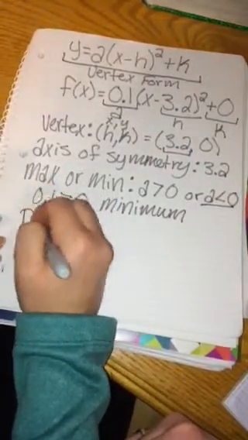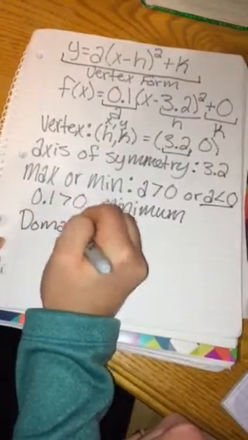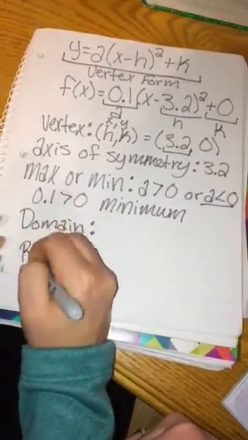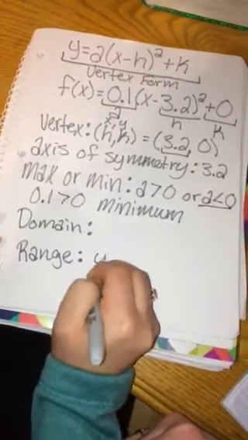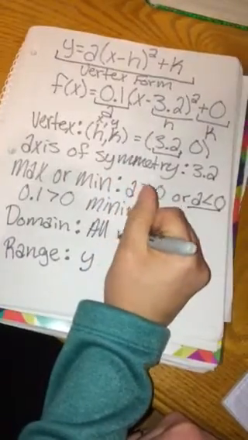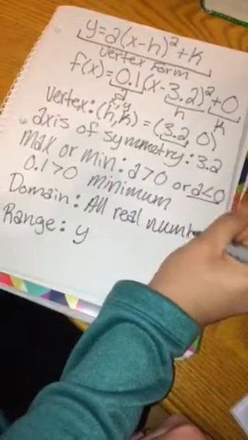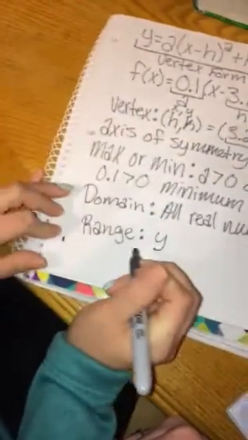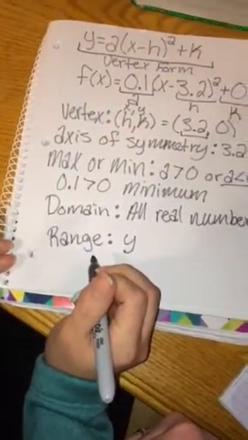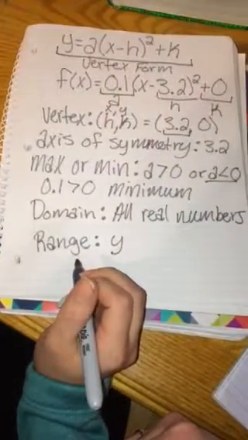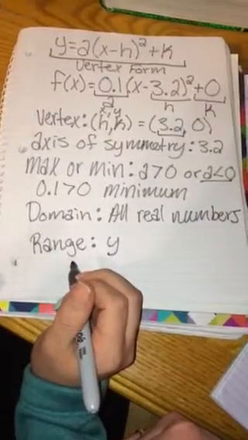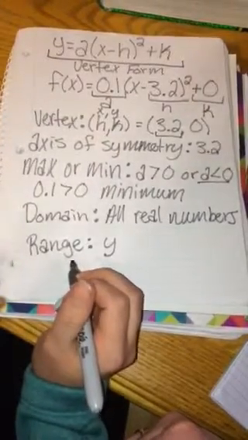Now we have to find the domain and the range. Okay, so domains are always all real numbers. This is because you have to have either a negative, positive, or a 0 on your y-axis. So that means it will always be a real number when you put it into a graph.